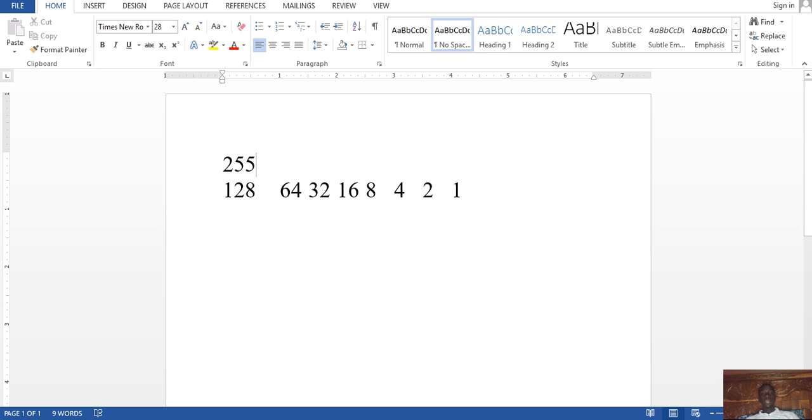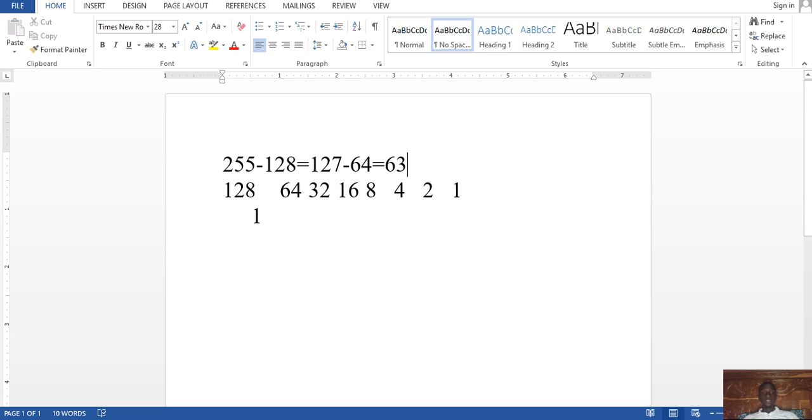Can 128 be subtracted from 255? So let's subtract 128 from 255. We're left with 127. Okay, so it can be subtracted. We put 1 and then we move to the next value. Now the next value is 64. Can 64 be subtracted from 127? Yes, it can be subtracted, and we are left with 63.